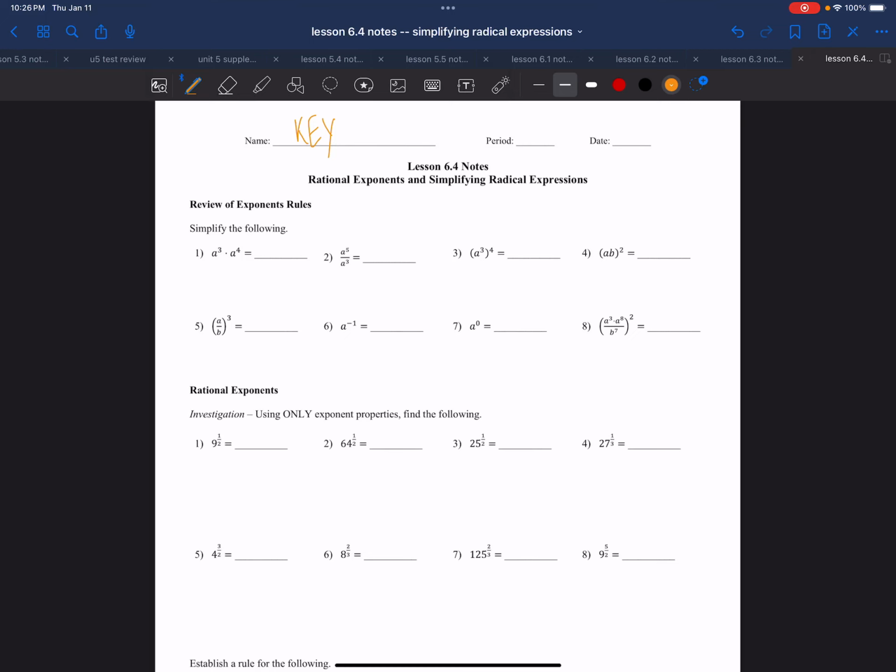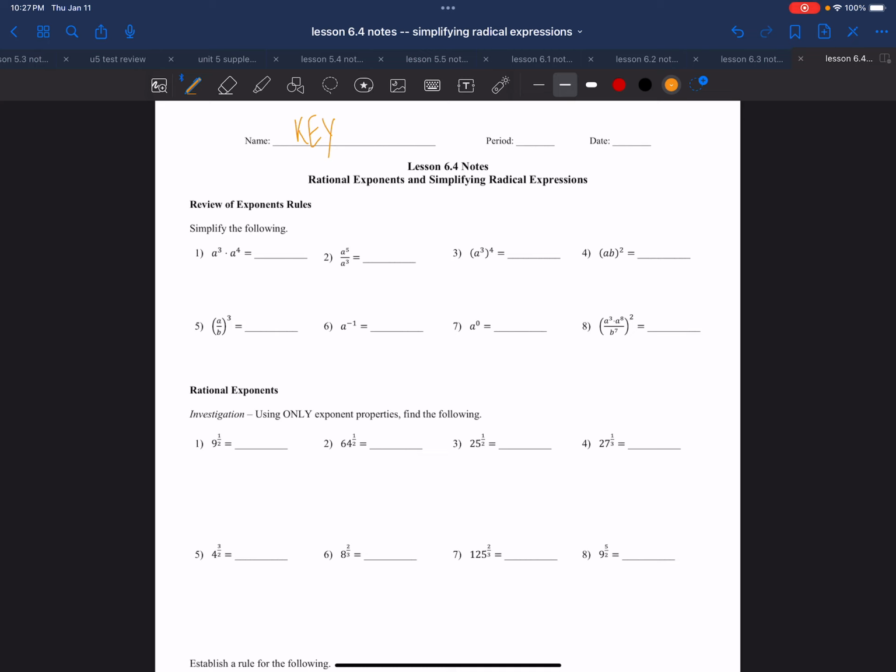Hello, and welcome to Lesson 6.4 on Rational Exponents and Simplifying Radical Expressions. This video covers quite a bit. We're going to do a quick review on exponent rules. So, how do you manipulate exponents? What are the laws of exponents and things like that?